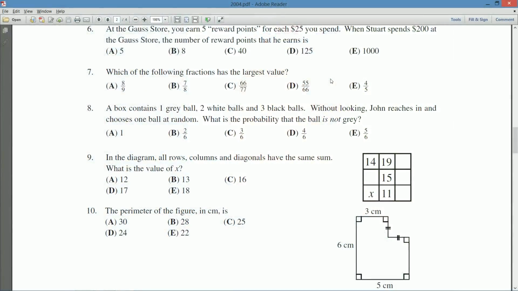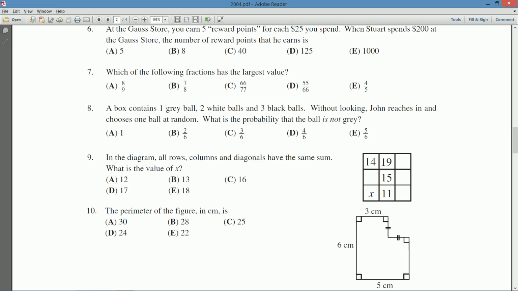However, when I look at these fractions here, I notice some things. We've got some factors of 11 here, and some factors of 7 and 5 and 8. It's going to be kind of tricky, so maybe I don't want to go with the common denominator route. Another thing I'm noticing here is I've got 8 over 9, 7 over 8, 4 over 5. Those are just sort of one away.